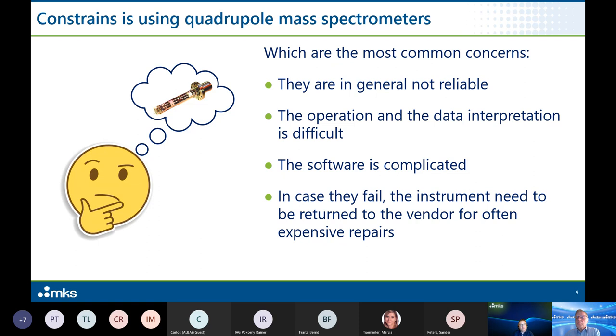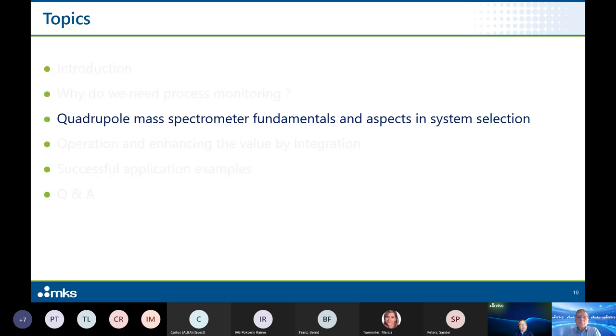But over the last 10-20 years, a lot of things have changed, a lot of things have improved. So now quadrupole mass spectrometers are commonly and widely used in monitoring different processes. But we know there are still some concerns. Okay, so these are some opening points.